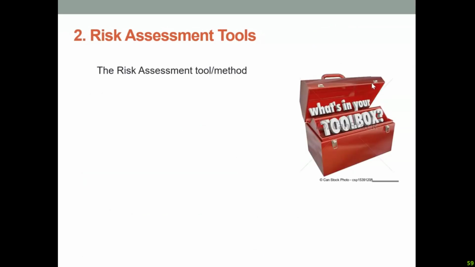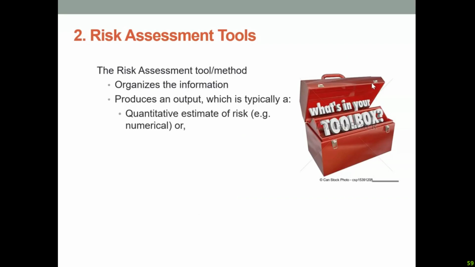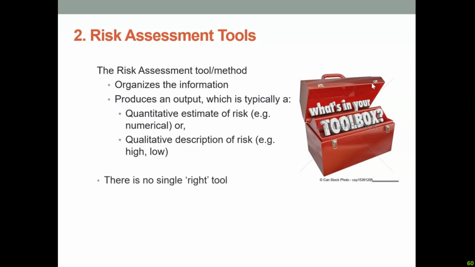The next thing we need to do is look at our risk assessment tools. So the risk assessment tool helps us to organise the information so that we can analyse it. It produces an output which is typically either quantitative, so an estimate of risk in a numerical form, or it can be qualitative, so it can be descriptive of your risk, so it can be high, medium or low. There is no single right tool, and there are a lot of tools out there. We're going to be talking about some of these tools in our next lesson.